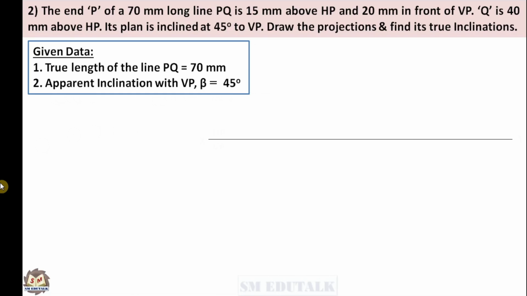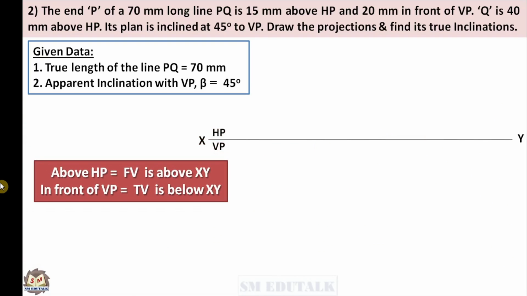First, draw a reference line XY. The first endpoint P's position is given as 15 mm above HP and 20 mm in front of VP. For the first condition, 15 mm above HP, the front view of point P should be drawn 15 mm above the XY line. So, draw a thin horizontal line 15 mm above the XY line.